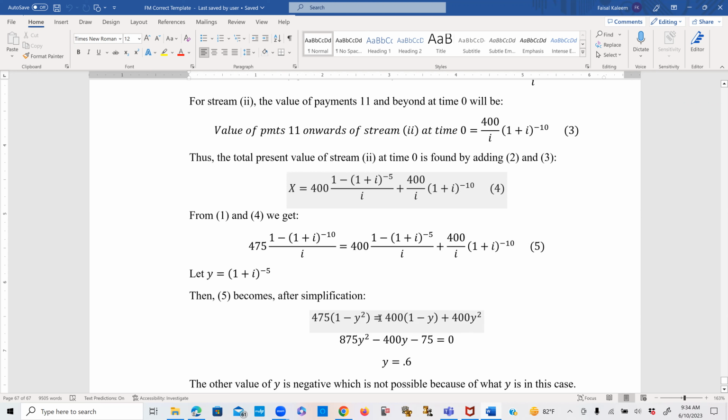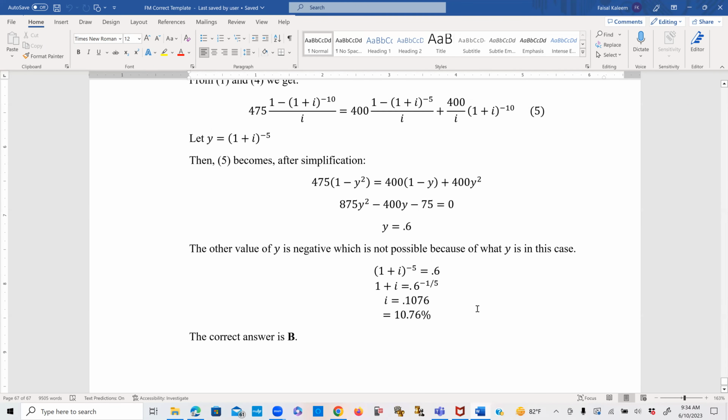Then we are basically collecting everything on the right-hand side. So this is negative 400 y, and then this is 400, and the 475 comes to the right side and gets subtracted. So 400 minus 475 is negative 75. Now this is the quadratic equation. When we apply the quadratic formula, the positive root is 0.6.